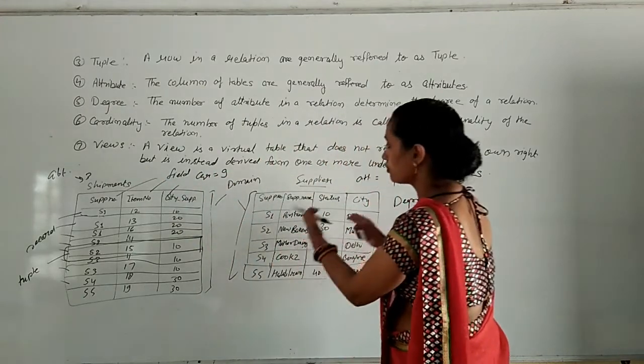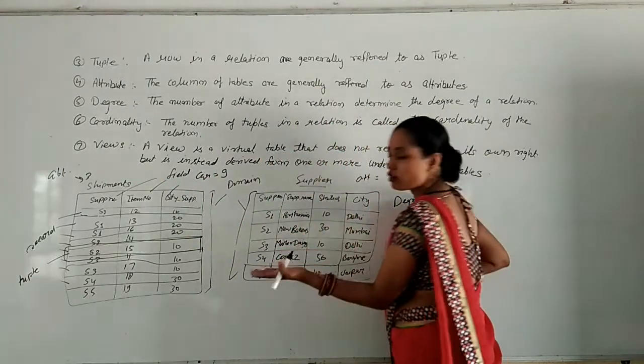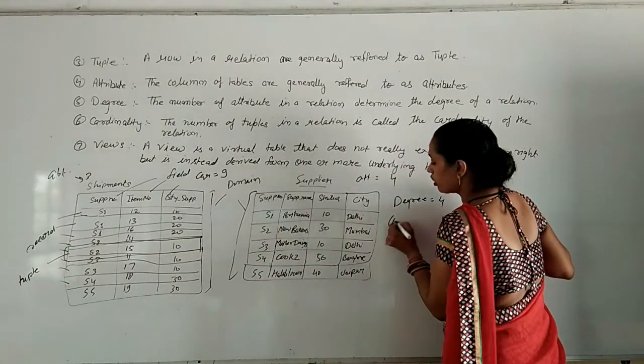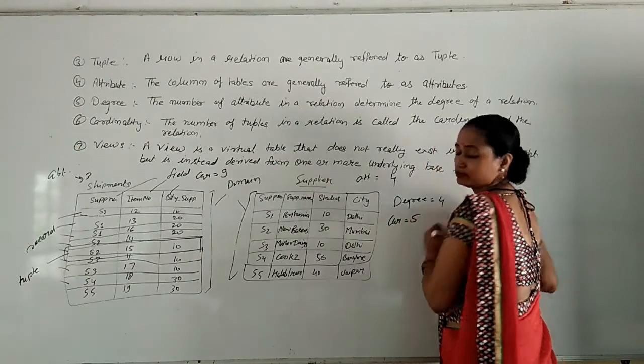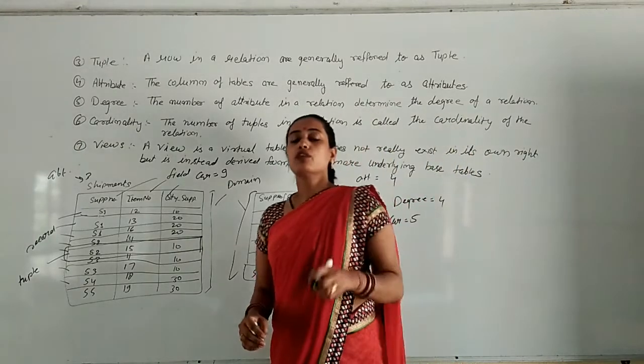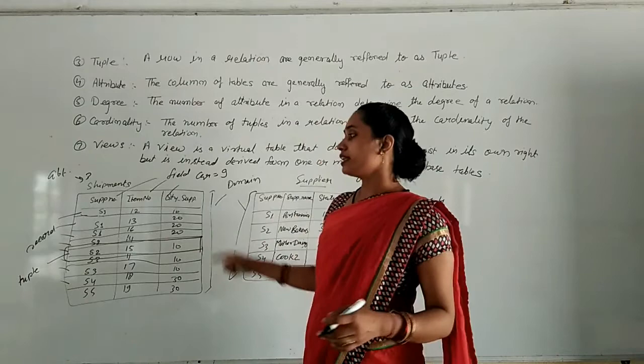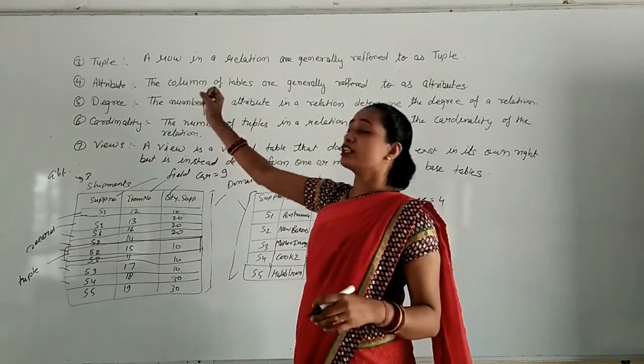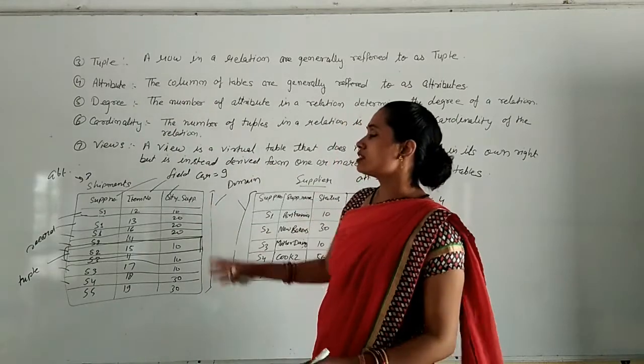And if we are talking about the supply table, count the rows: 1, 2, 3, 4, 5. The cardinality is 5. So the number of tuples defines the cardinality, and the number of attributes defines the degree of the table.